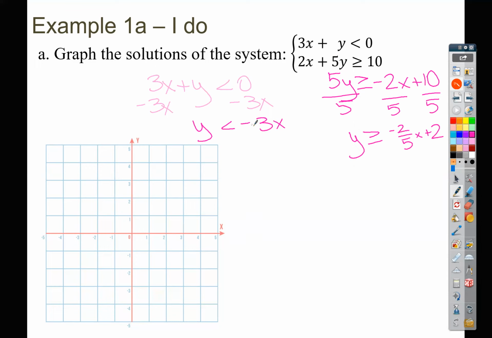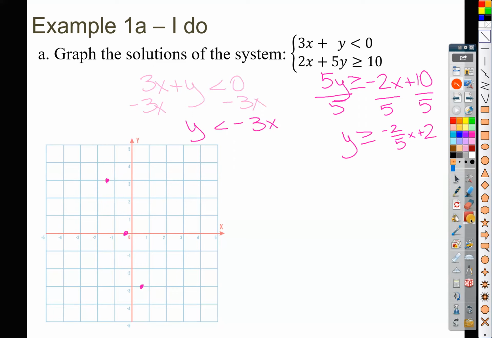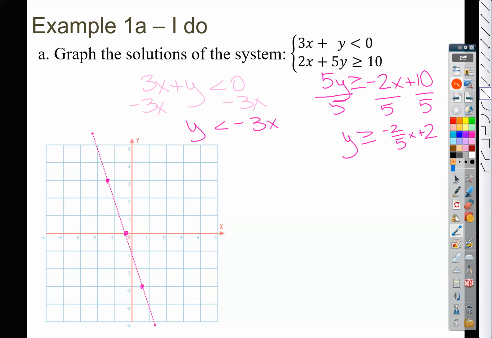So this first one, I'm going to graph negative 3x. I'm going to start at 0, 0. I'm going to go down 3 over 1 or up 3 over 1. And I know that I'm going to be using a dotted line because it says less than, not less than or equal to. Let me use this one because this is a dotted line. Okay, so I'm going to start here and I'm going to have a dotted line.